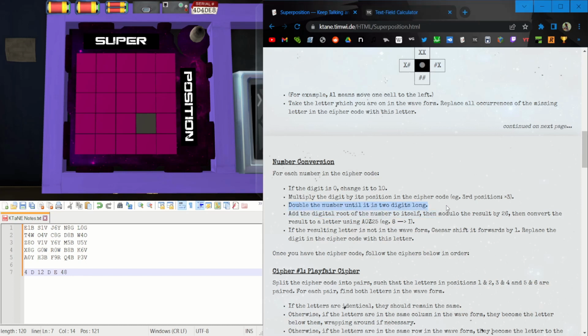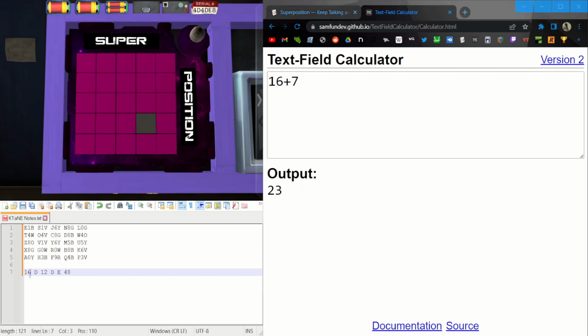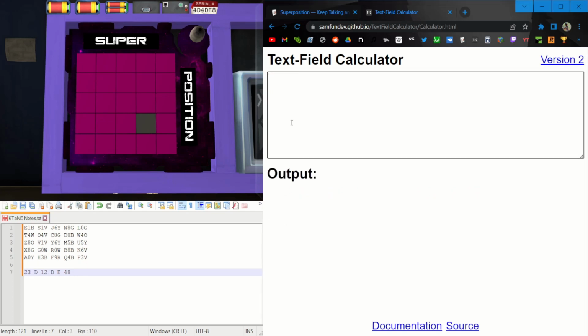Double the number if it's not 2 digits long. These two numbers right here are already 2 digits, so we don't need to touch them. But this number 4 here is still just a single digit, so we double it, and it becomes 8, which is still a single digit, so we double it again, and now we get 16. Then we add the digital root of the number to itself. The digital root is the sum of each individual digit, so 1 plus 6 would be 7. That's the digital root of 16. So we add 7 to 16 to get 23. 1 plus 2 is 3, and 12 plus 3 is 15. I can't do math.